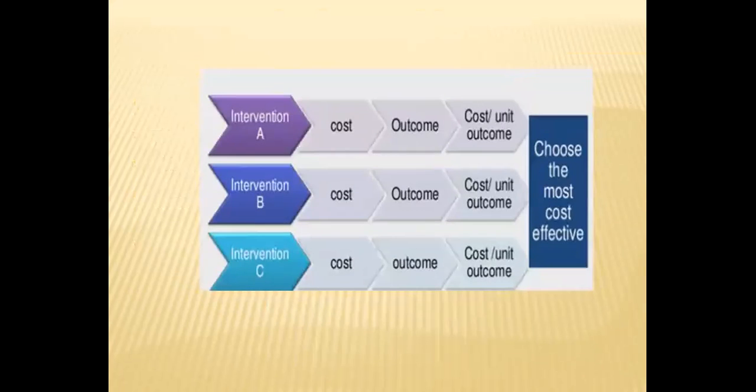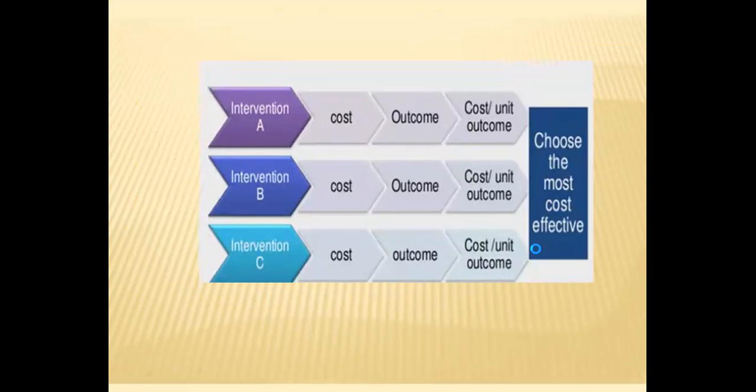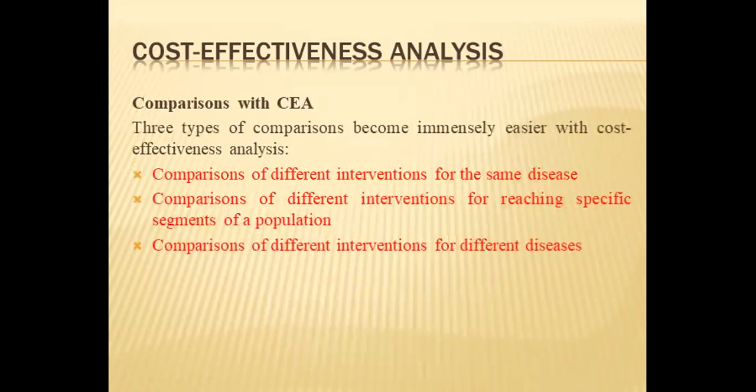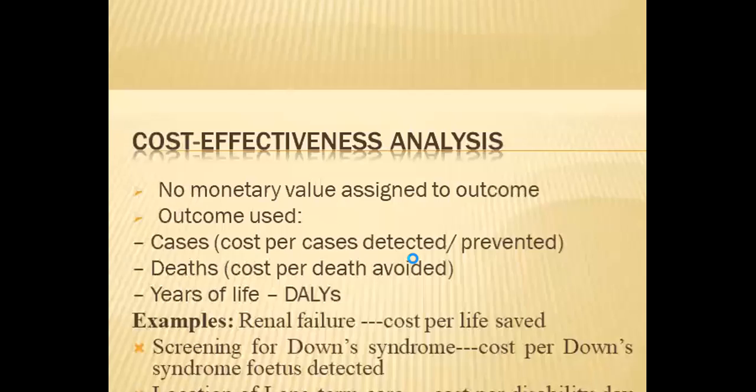Among intervention A, intervention B, or intervention C, we choose the most cost-effective intervention in cost-effective analysis. In cost-effective analysis, we can compare different interventions for the same disease, compare different interventions for reaching a specific segment of the population, and compare different interventions for different diseases.